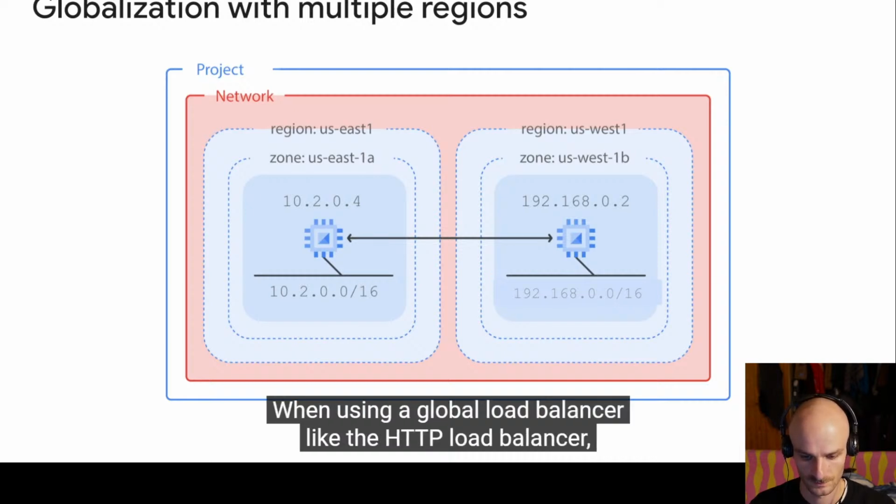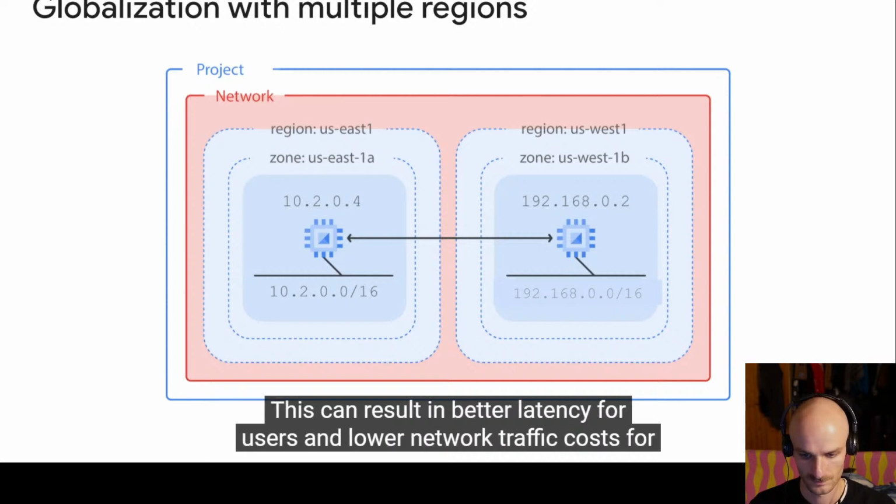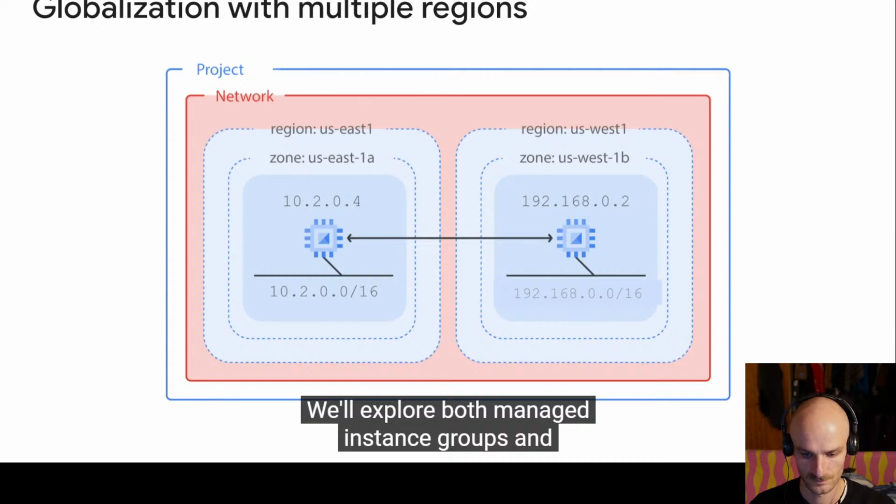When using a global load balancer like the HTTP load balancer, you can route traffic to the region that is closest to the user. This can result in better latency for users and lower network traffic costs for your project. We'll explore both managed instance groups and load balancers later in this course series.